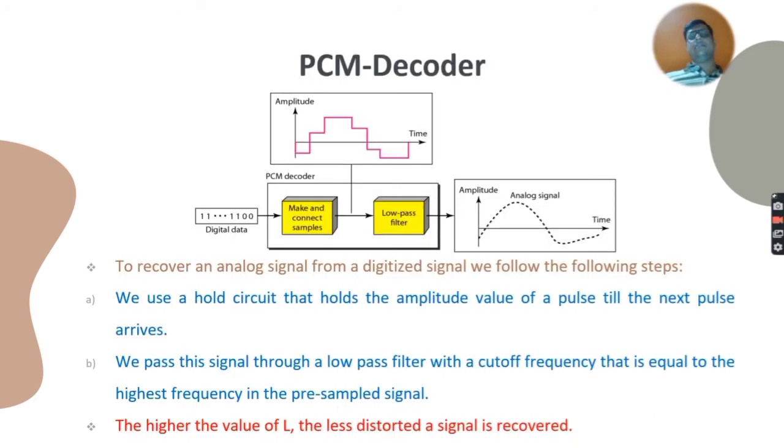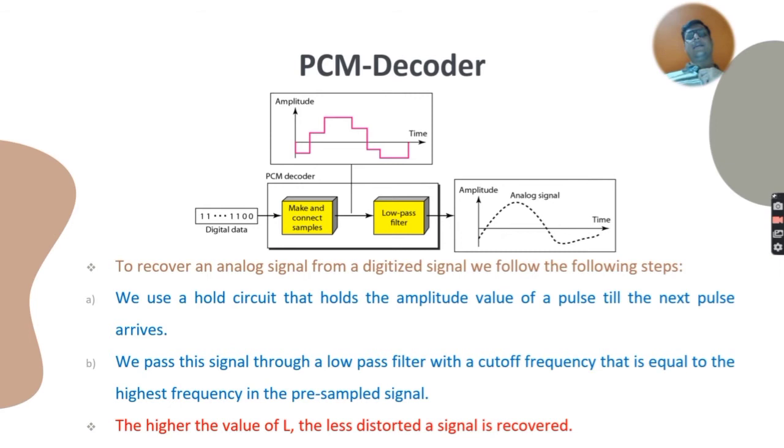Okay. So next you can see this is the decoder. So here what happens, we receive the binary data. We need to extract the analog signal. So we have the PCM decoder in which we make some connections with respect to the samples and then we pass through a low pass filter. Basically when we are receiving the binary data, it passes through a holding circuit. The holding circuit is followed by a filter which will reconstruct the original message signal.